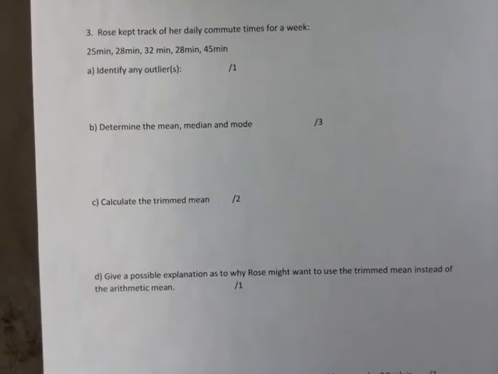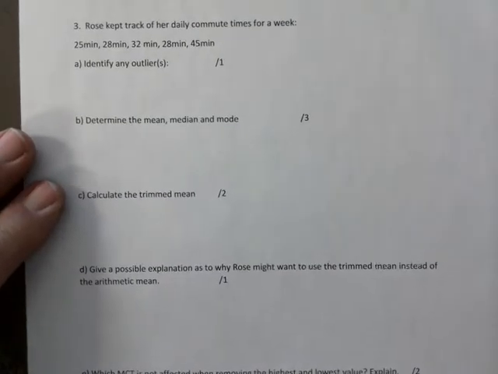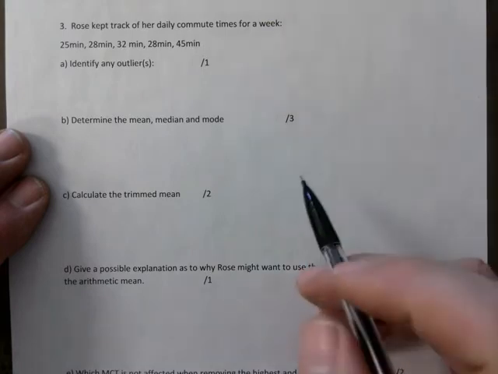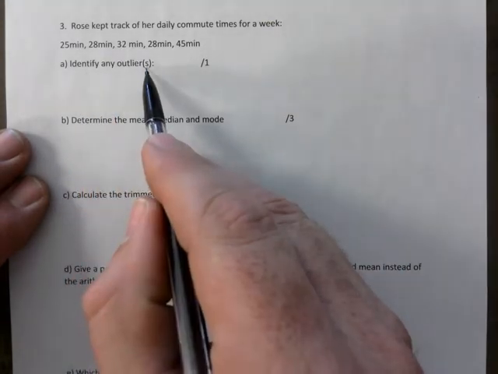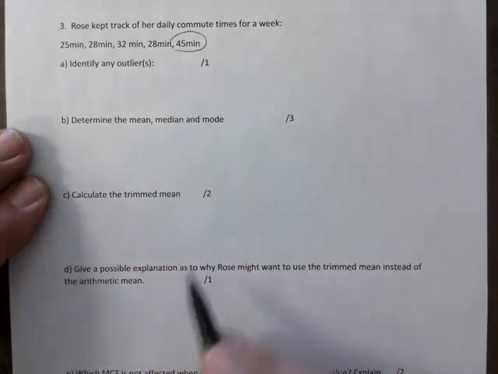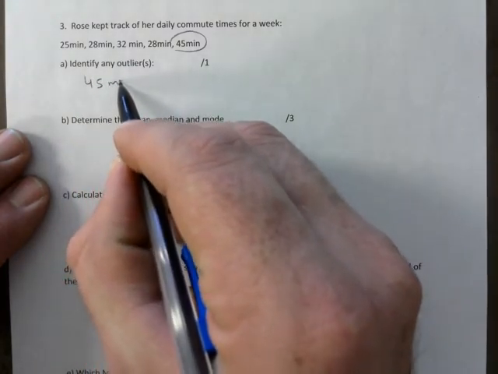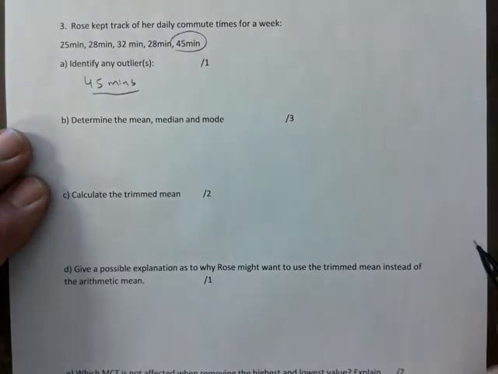Rose kept track of her daily commute times. Commuting is when you're driving to work, or when you're a commuting student at our campus, university, college, whatever. That means you're driving in or using some kind of transportation to come to work or to school. Identify any outliers. You should have recognized that it's 45 minutes. That would be the outlier.